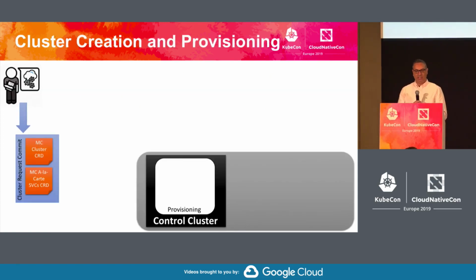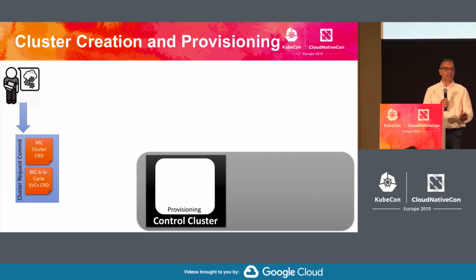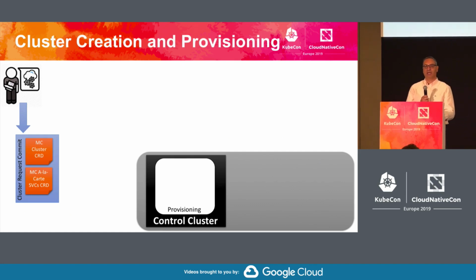They go and make a couple of files. They usually request a cluster, and then they request the à la carte services. You see these are CRDs, custom resource definitions that we introduce. And we are actively looking now at the cluster specs, which came out recently. We want to follow that and see how it progresses, because we see a lot of overlap with what we are doing. But the bottom line is that they're going to create a CRD.